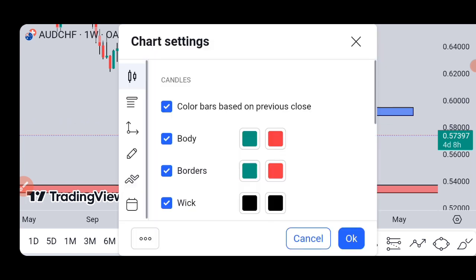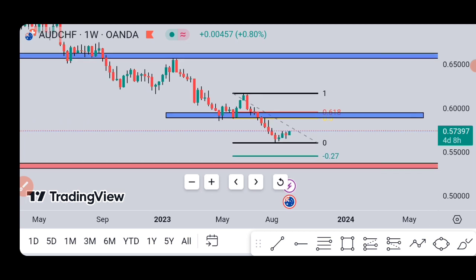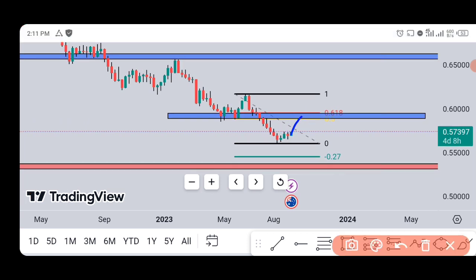Now from my weekly time frame, I'm expecting this market to come to this blue zone from the weekly aspect before selling to the downside. But on daily, this one move now, we are seeing it as impulse and correction to the downside. But on the higher time frames, we need deeper corrections before selling to the downside.